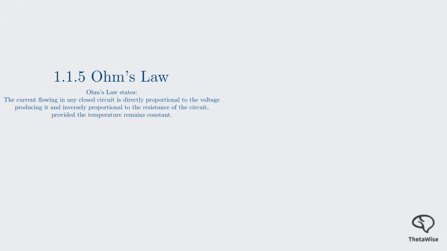Let's break that down. Directly proportional to the voltage means that if you increase the voltage, the current will increase, as long as everything else stays the same. Inversely proportional to the resistance means that if you increase the resistance, the current will decrease. This makes intuitive sense. A bigger push means more flow, and more opposition means less flow. Mathematically, Ohm's law is expressed as this simple formula: I equals V divided by R.